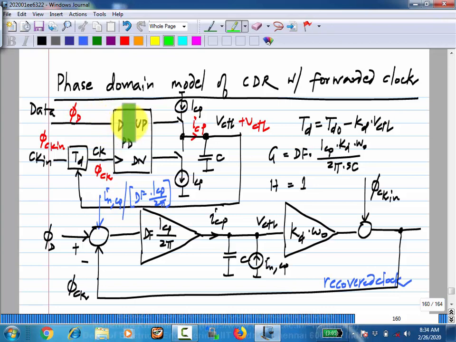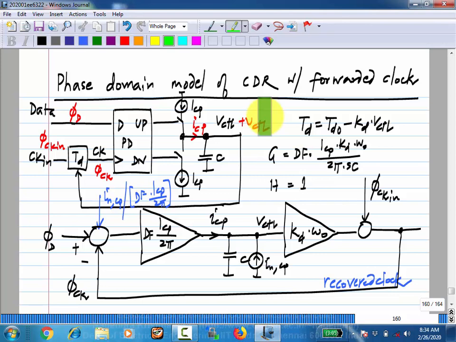So DC gain being 1 means that essentially if you apply a steady phase shift to the clock, that is, you move all the edges by some amount, all the clock edges also will eventually move by the same amount. So you can think of other cases like these, right?